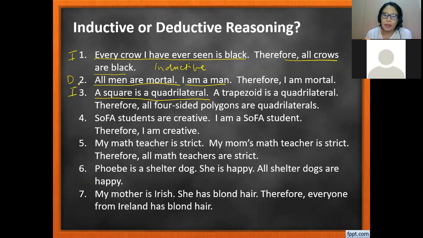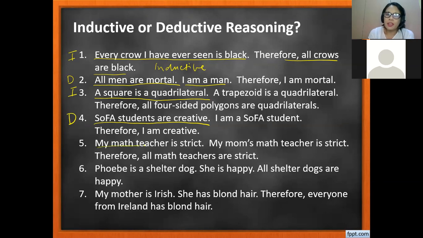Number four. SOFA students are creative. I am a SOFA student. Therefore, I am creative. This is referring to all SOFA students, right? So we started with a generalization. So that's deductive.